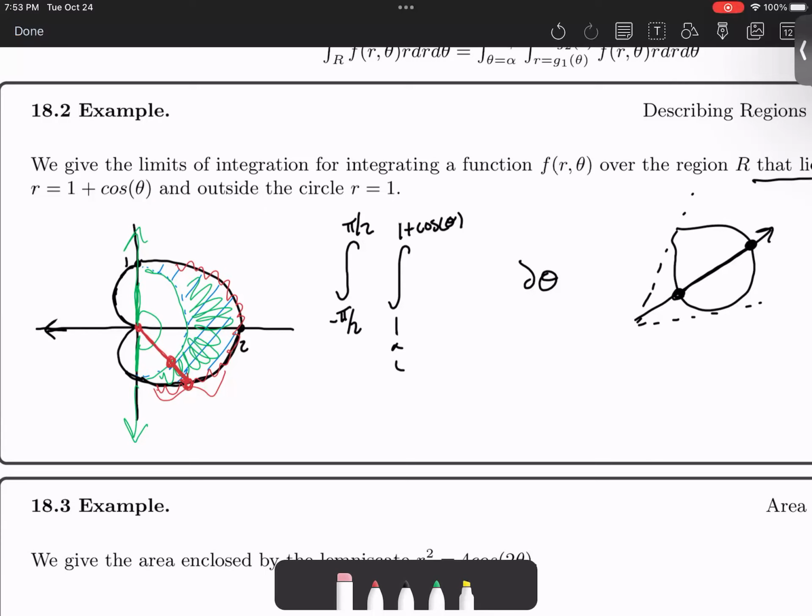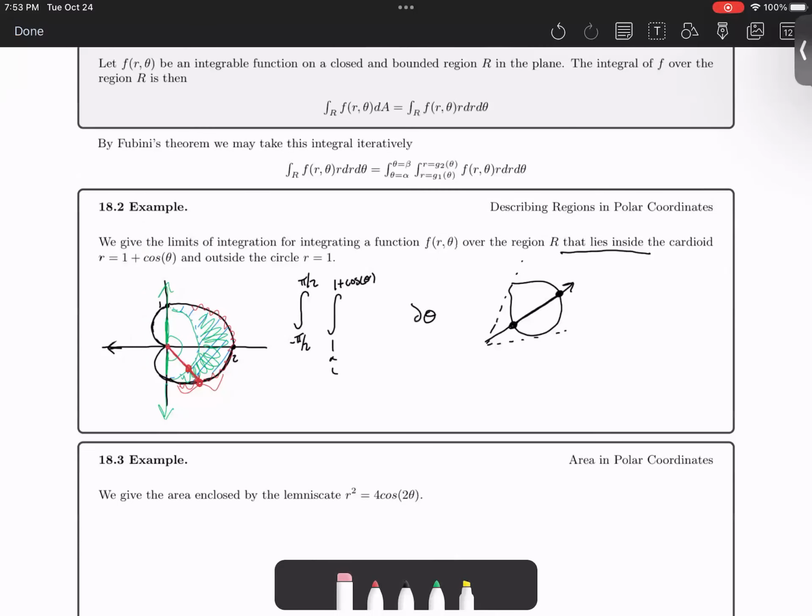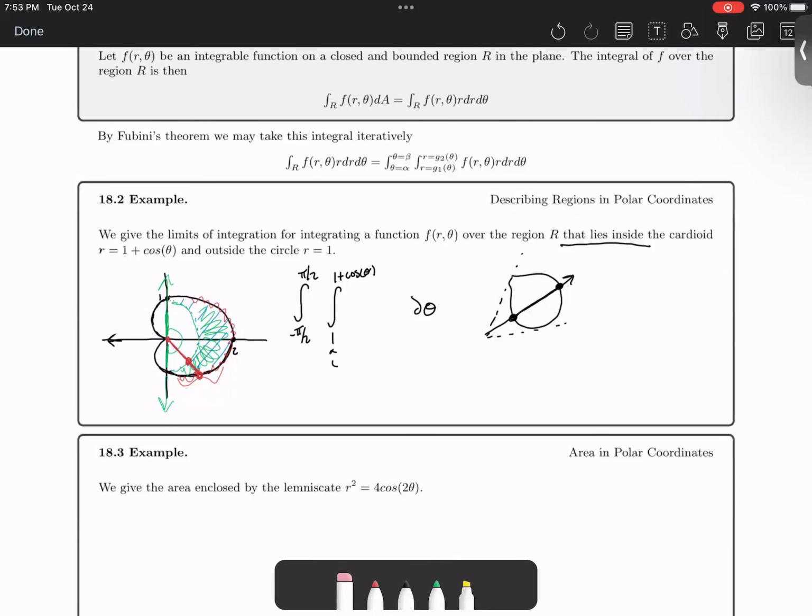So what do we think? Give the limits of integration for integrating a general function. So I don't know what function this is. But I know that I integrate with respect to theta last, I integrate with respect to r, that's this inside integral, and I have to remember that whenever I integrate in polar coordinates, the measure of the space has an extra r out there.